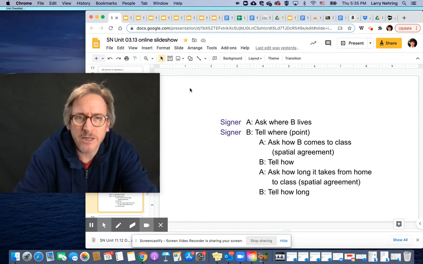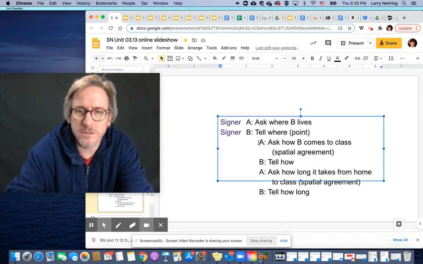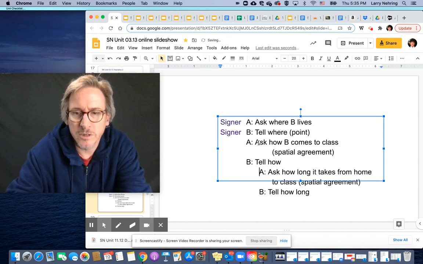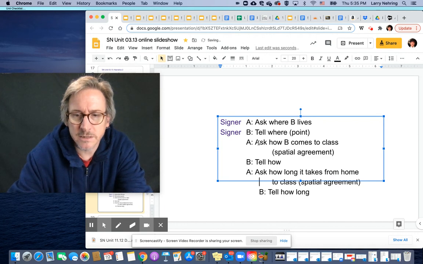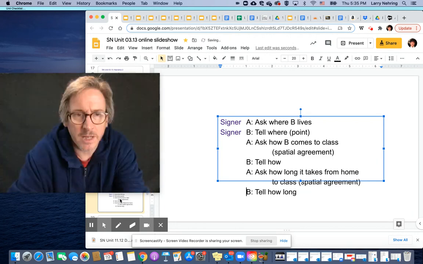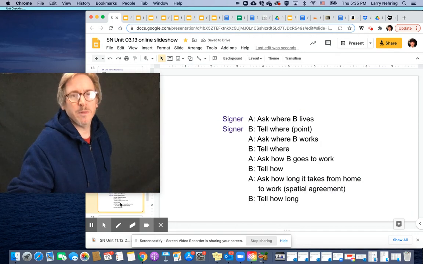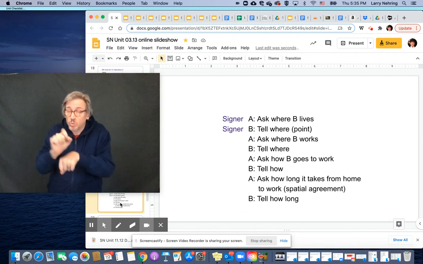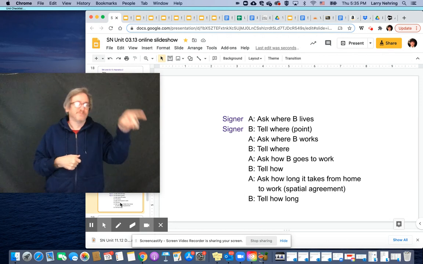Right. And you know what? I don't like this spacing here. So I am going to take a second to move that spacing. I like that better. All right. And then the work one. Let's set it up.